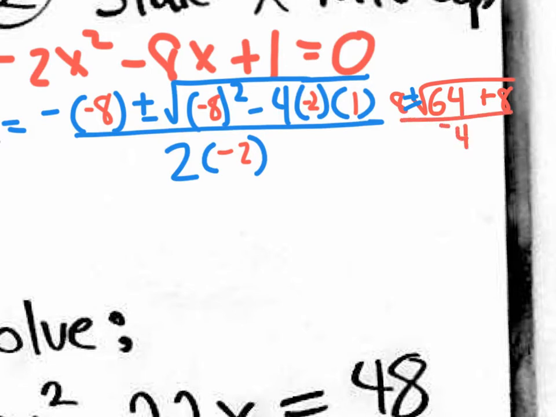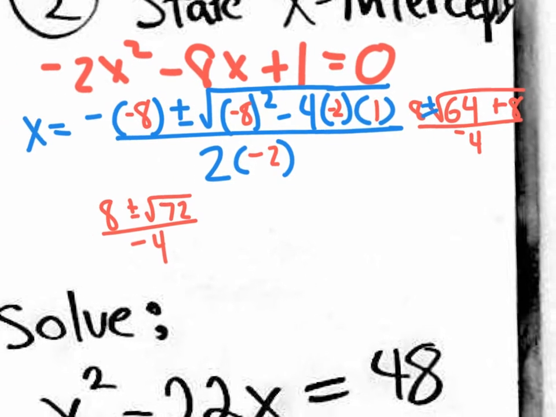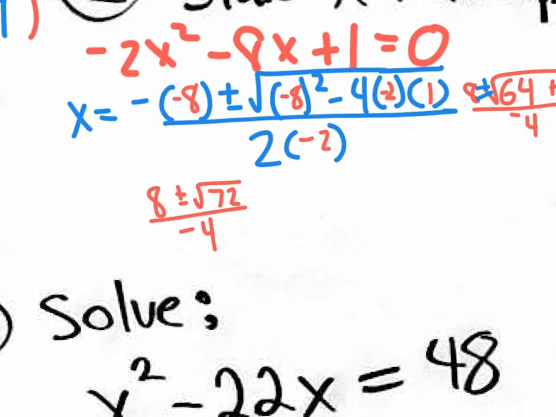So let me rewrite this one more time. I'll have an 8 plus minus the square root of 72, correct? Over negative 4. And now at this point, I'm going to focus in on what? The square root of 72. Whenever you have this type of answer, you need to simplify the radical first before moving on to anything else. Now, if for some reason that was like the square root of 17, you'd be done. But because it's 72, you could break it down.